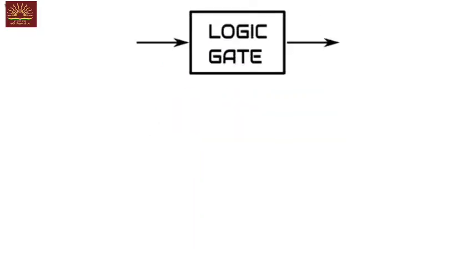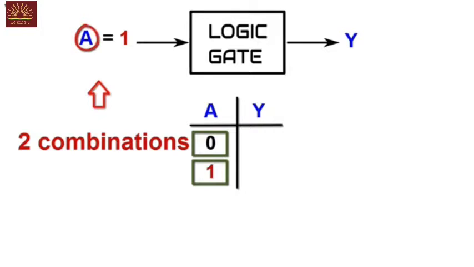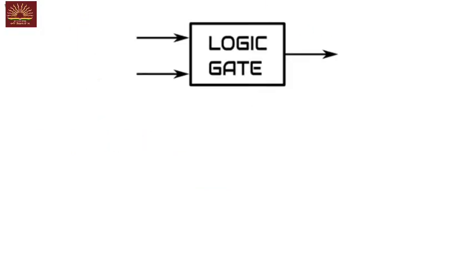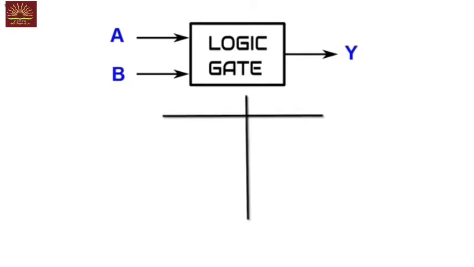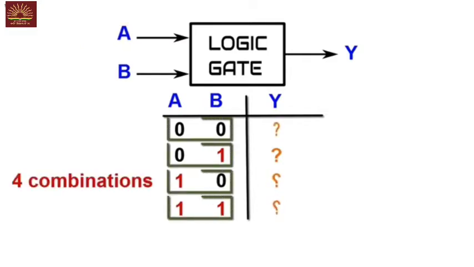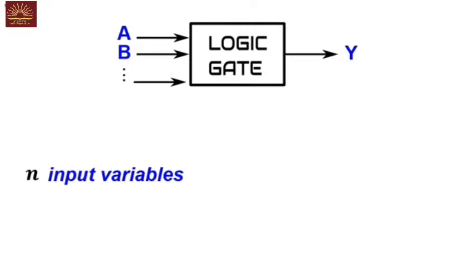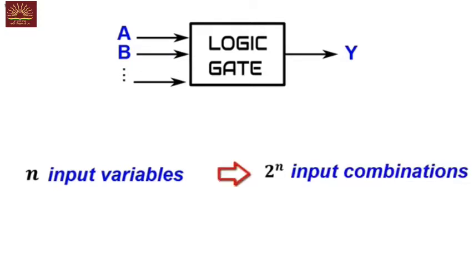Consider a logic gate with a single input A. It can take values 0 or 1. There are two input combinations for one input variable. Another system has two inputs, A and B, and a single output Y. It may happen that A has the value 0 and B takes value 0 or 1. When A is at logic 1, B may take values 0 or 1. There are four input combinations for two input variables. Therefore, n input variables will have 2 raised to n input combinations.